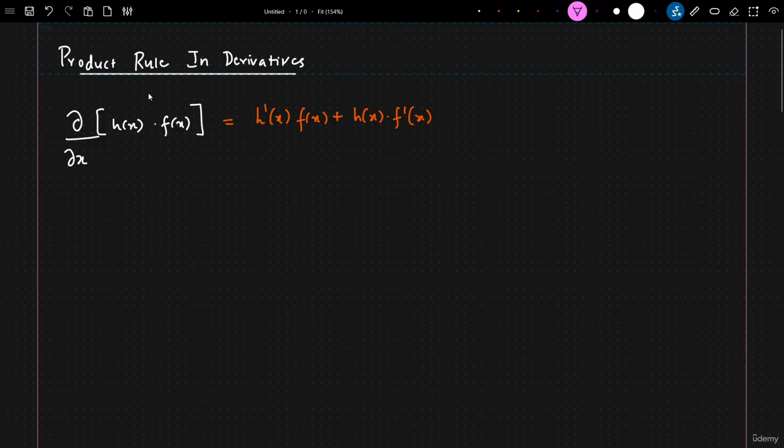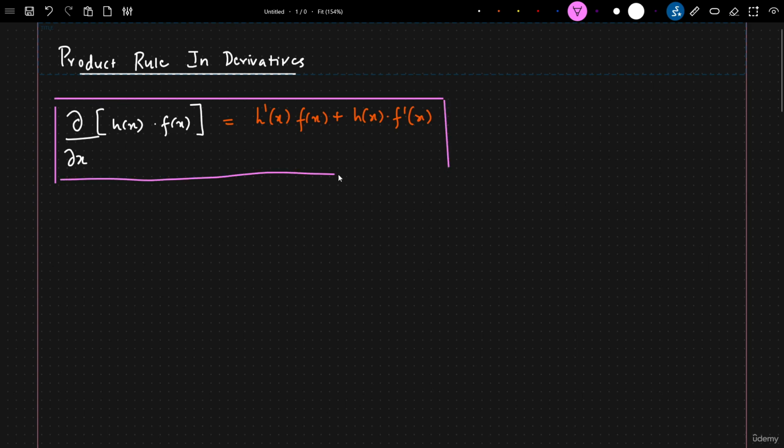So whenever you have a product of two functions and need to calculate the derivative, we calculate it in this way. First of all, we calculate the derivative of one function and keep the next function as it is. Then we add it to the derivative of the other function, multiplied by the first function as it is.